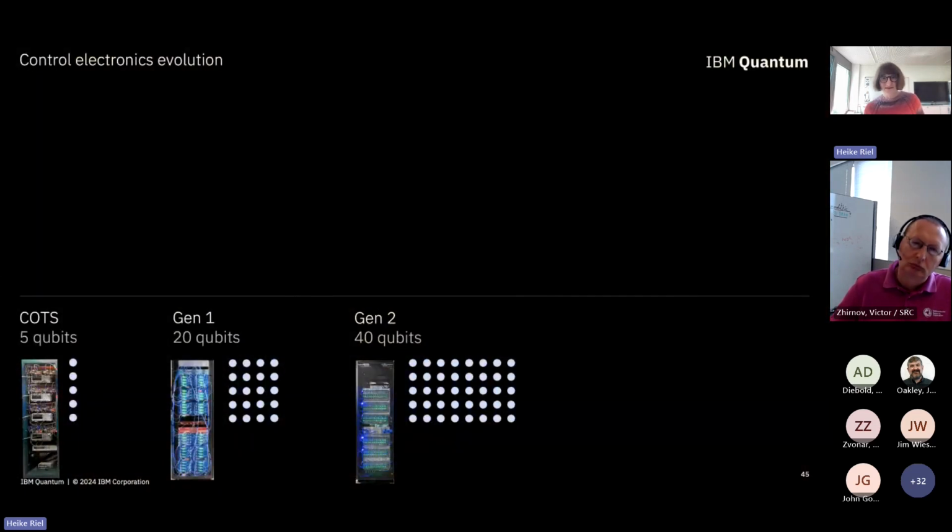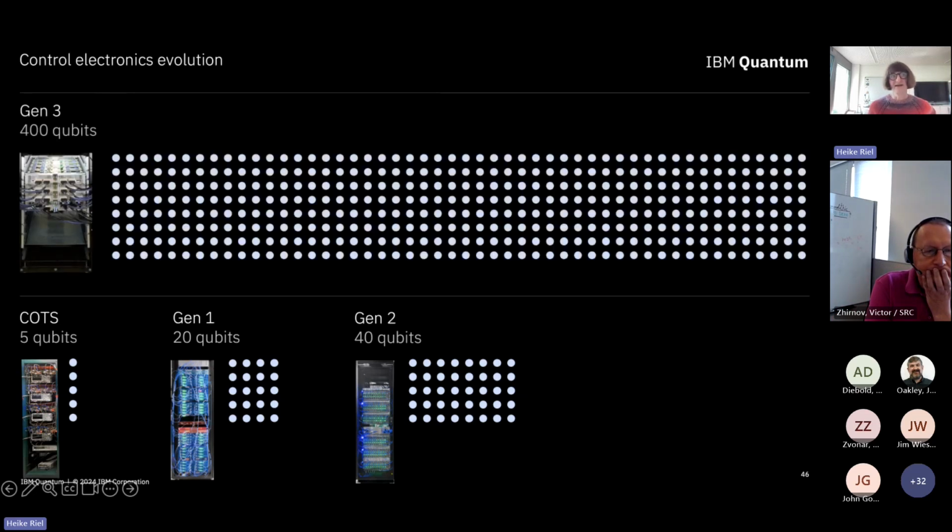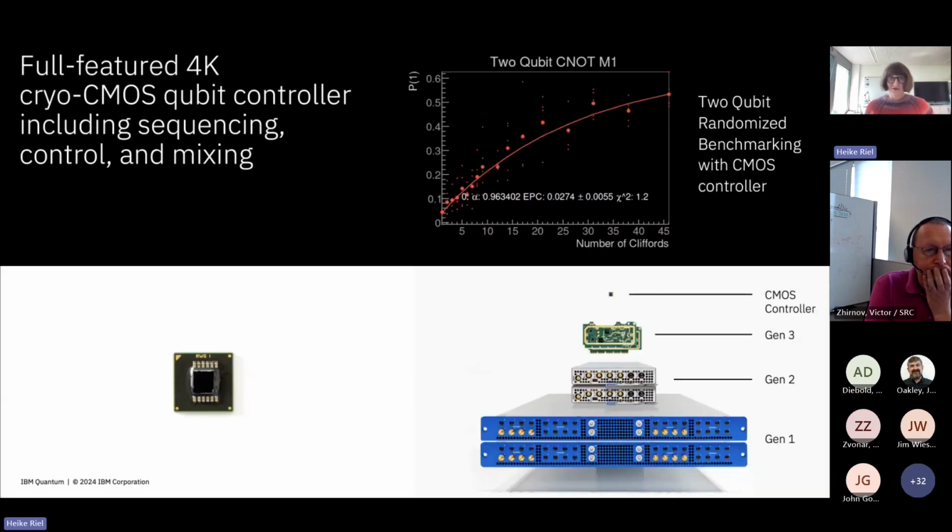The control electronics is another thing which currently has a lot of activity in scaling further down. When we started with 5 qubits in 2016, you needed a full rack. With 20 qubits, a full rack was also needed. Then with generation 2 of electronics with 40 qubits, not a full rack. And now with 400 qubits, we only need about a third of a rack. There is more going on because you need to continuously work on this and go even smaller.